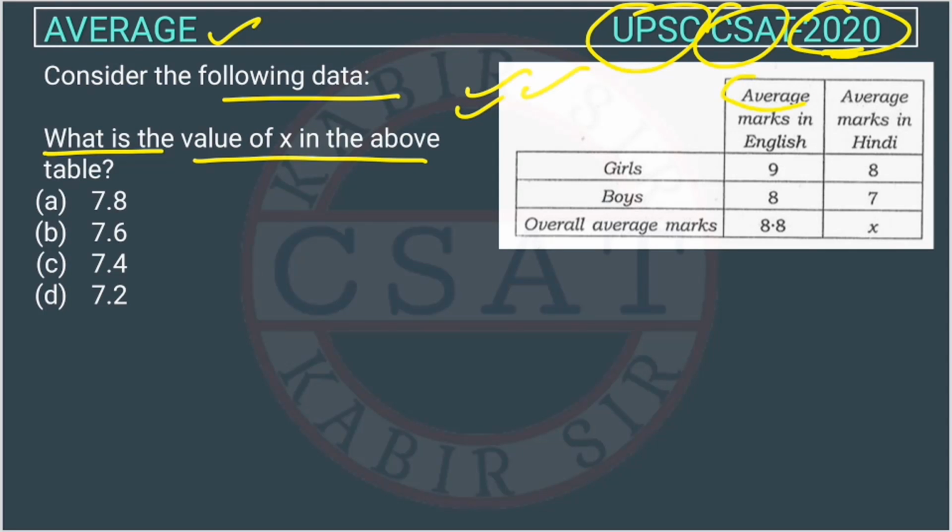So this is a simple average question because the average is given. The average marks in English and the average marks in Hindi for both girls and boys are given, and the overall average marks of boys and girls in English and the overall average marks in Hindi are asked. So we have to just convert it into an equation. We know that average is equal to sum upon number of items.